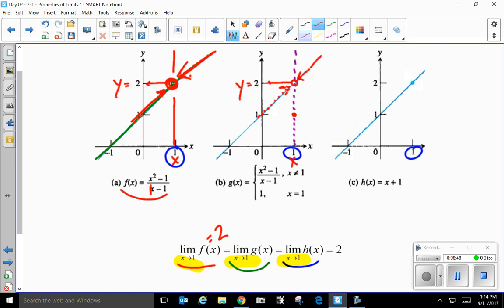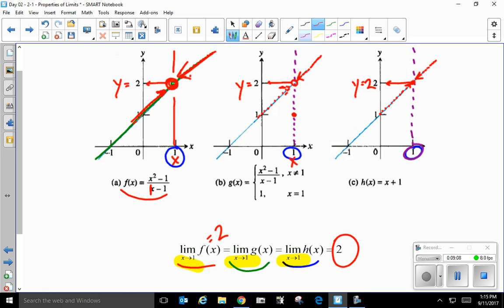What about the last one? The same deal. Here's where x is equal to 1. Anytime our graph crosses that point, that's where we're approaching. So as I approach it from the right, as I approach it from the left, it approaches a spot right here, and I think it's 2 as well. They're all 3 the same.